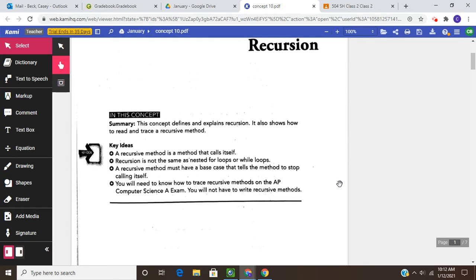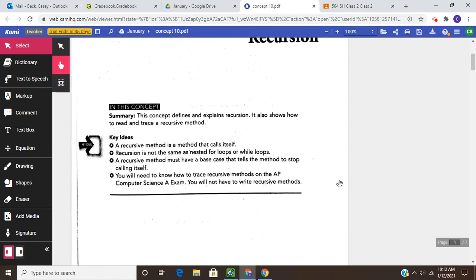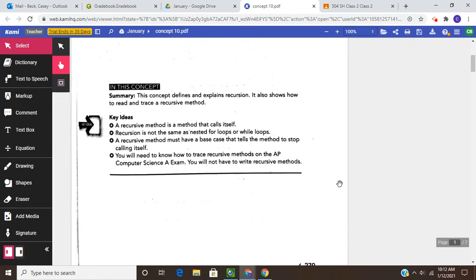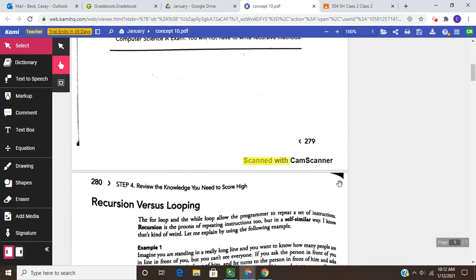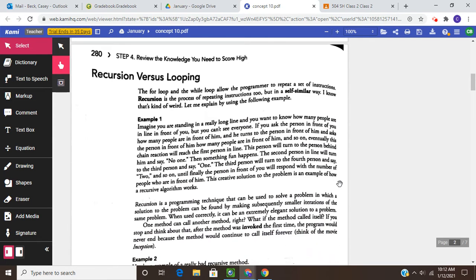Okay. Key ideas. A recursive method is a method that calls itself. Recursion is not the same as a nested loop or while loop. A recursion method must have a base case that tells the method when to stop calling itself, and you will need to know how to trace a recursive method on the AP Computer Science A exam. You will not have to write a recursion method. So first we're going to go over recursion versus looping.